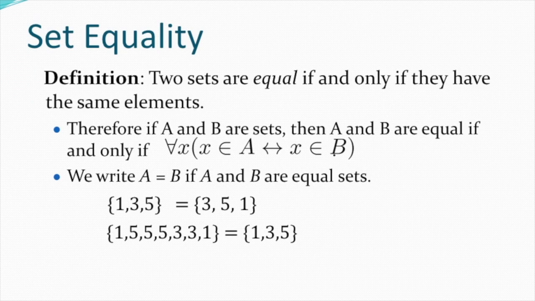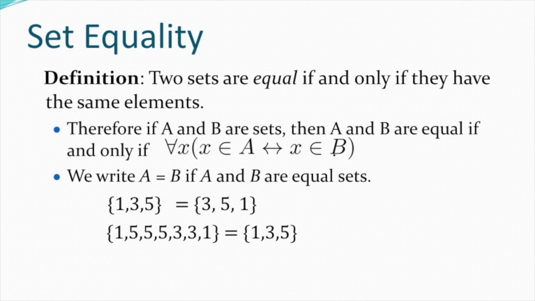So if A and B are sets, then A and B are equal if and only if, for all X, X belongs to A if and only if X as well belongs to B. So we could write A equals B if and only if A and B are equal sets. Based on the definition, we can see here that the first set, A, contains the elements 1, 3, 5. Now the second set as well contains 3, 5, and 1.